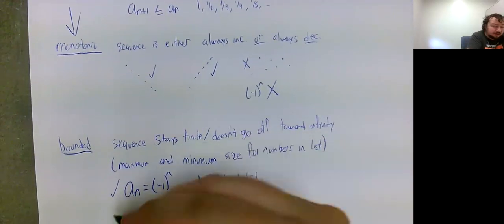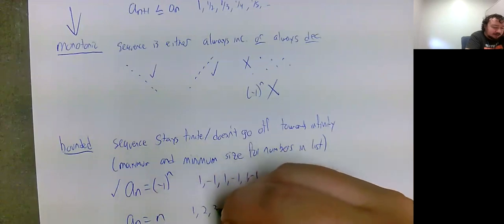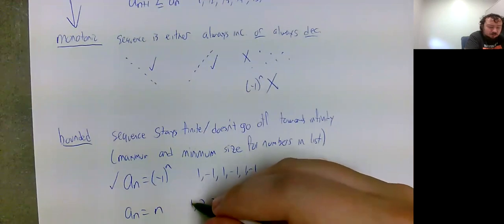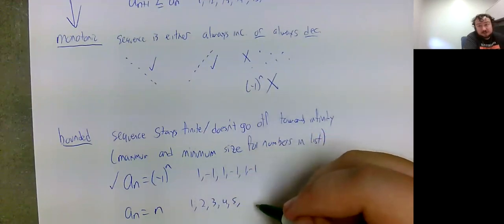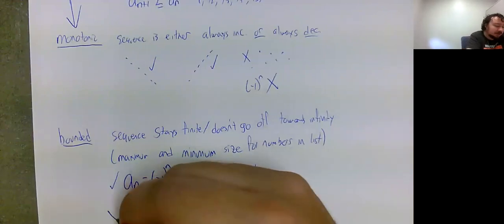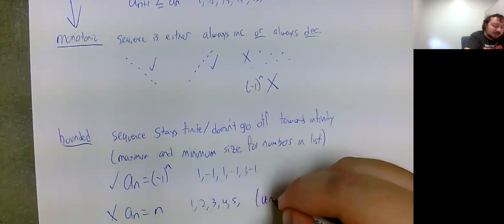So this one we would say is bounded, but on the other hand, something like a_n equals n, we have this. There may be a minimum size on this, it's not going to go lower than 1, but there is no maximum size for this. So it's going to keep going off and get bigger and bigger and bigger forever. So this would not be a bounded sequence, and this is referred to as unbounded.